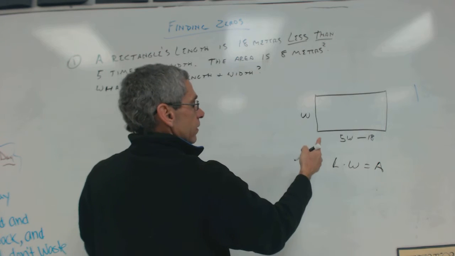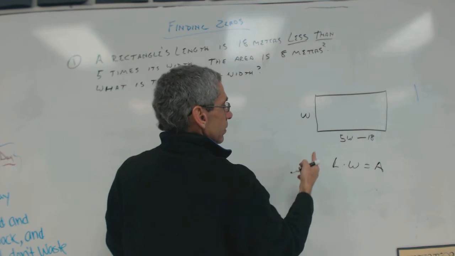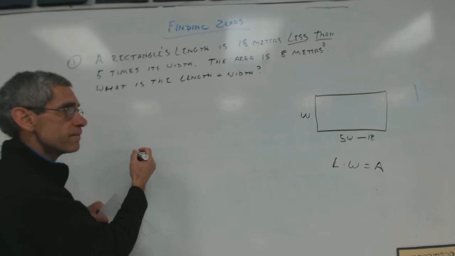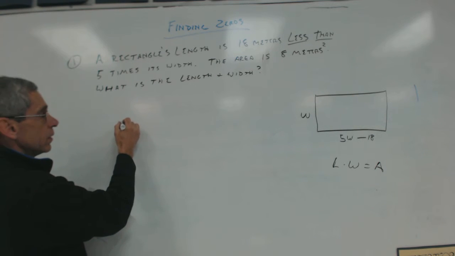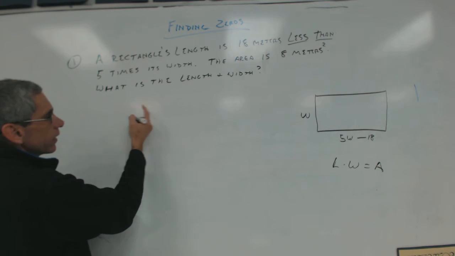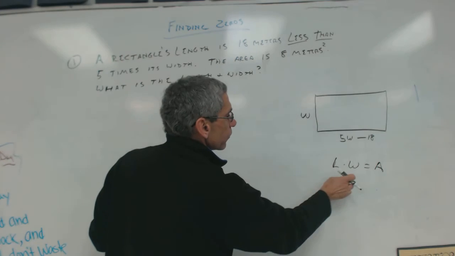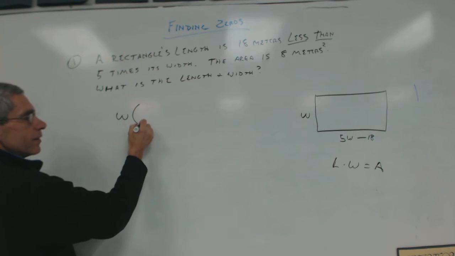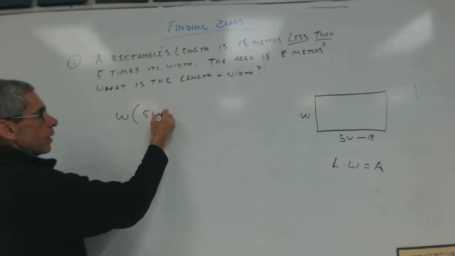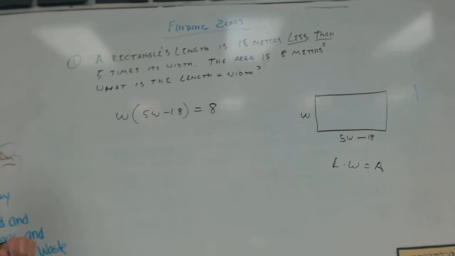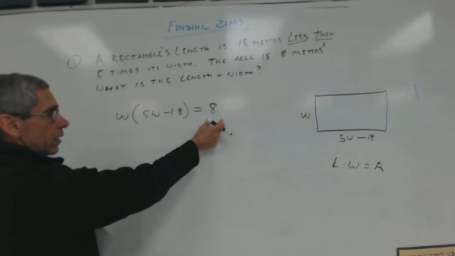And it says the area is 8. Therefore, how would I write that as an equation? It would be length, 5W minus 18, times width. It doesn't matter which one you put first, I like to put the smaller one first. So I'm going to put the W first, parenthesis, 5W minus 18 equals 8, right? That makes sense, right? Length times width is equal to the area.